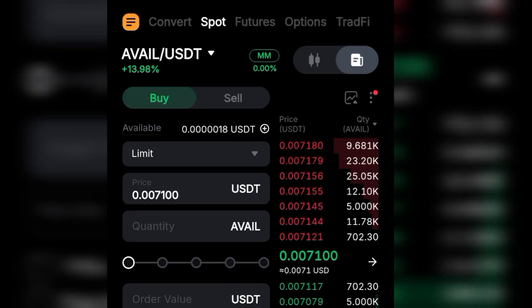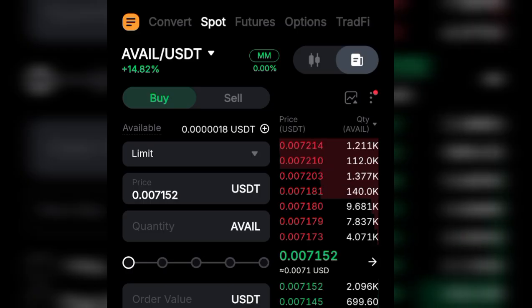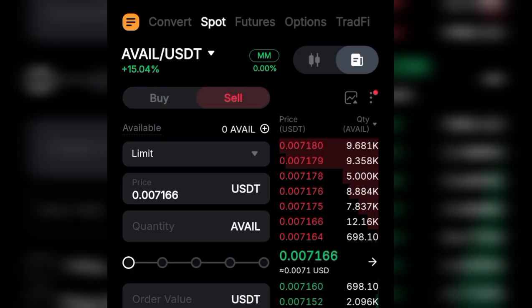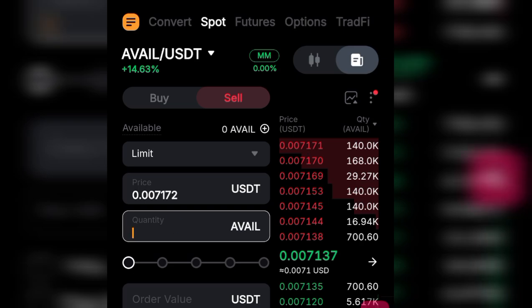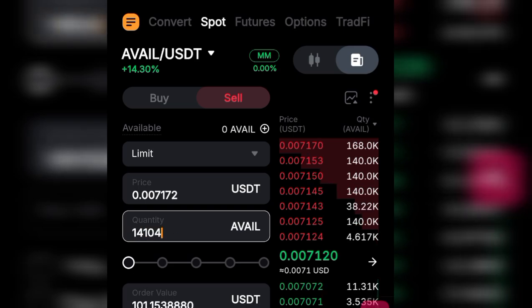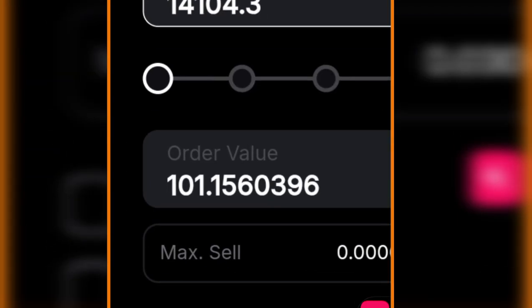Currently in Bybit, it says we should sell it off. So let's try and see whether there is any profit. Okay, so we click on sell. We put in the Avail that we have here, 104.37. Okay, so here we can see that we have 101.15. So we can see that there is a profit of $1.15.